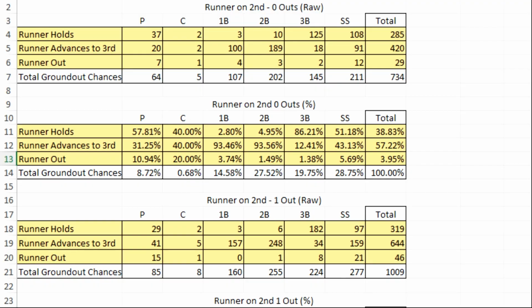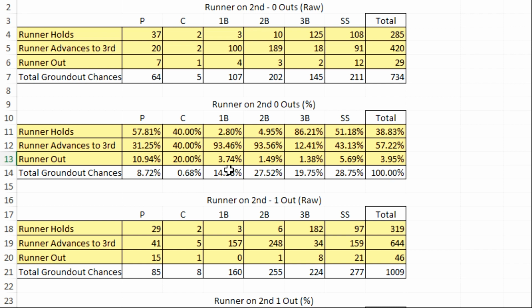All right, so a little explanation for those of you who may be new here on how I break this down and what it looks like. You'll see two charts for each situation. One of them is the raw data, which means number of plays, and the other one is percentages, so that we can break down and compare percentages.